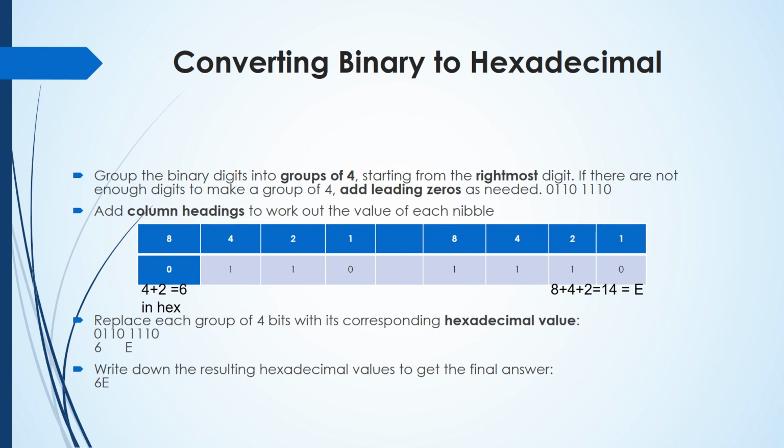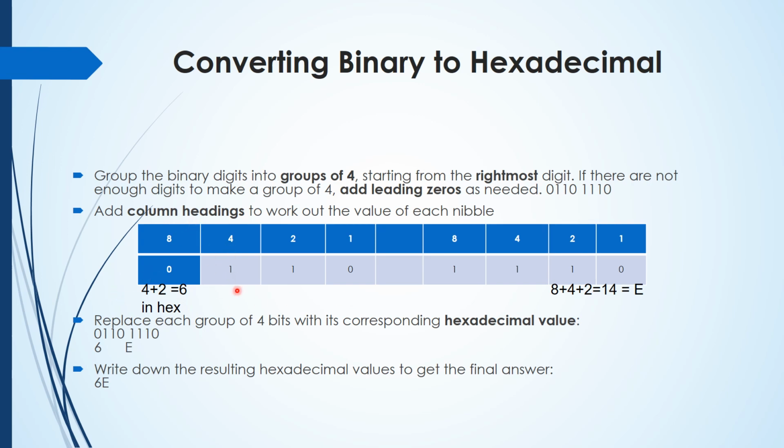Converting binary to hex. So group the binary digits into groups of 4, starting from the rightmost digits. If there are not enough digits to make a group of 4, add leading zeros as needed, right? As you can see in this example, I have divided the binary into 2 groups of 4. Add column headings to work out the value of each nibble. Again 8421, 8421, and just write down the same binary in their respective columns.